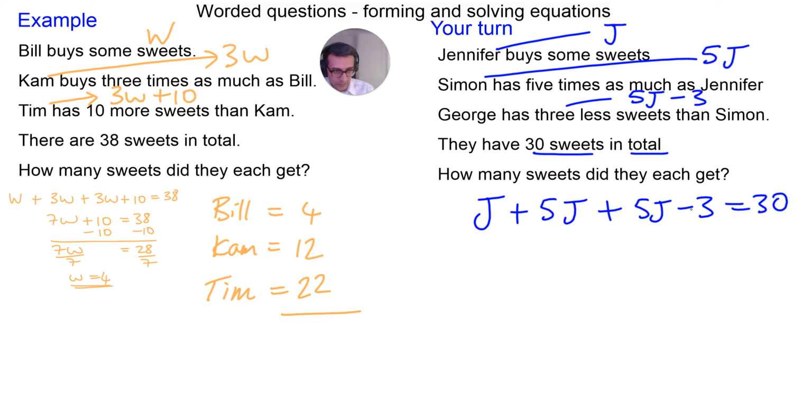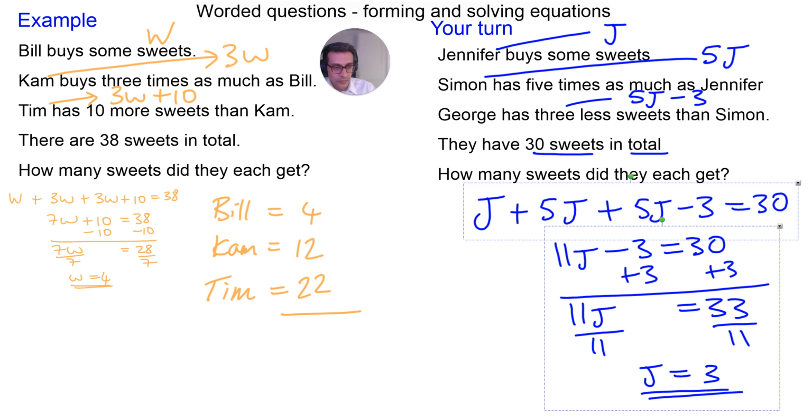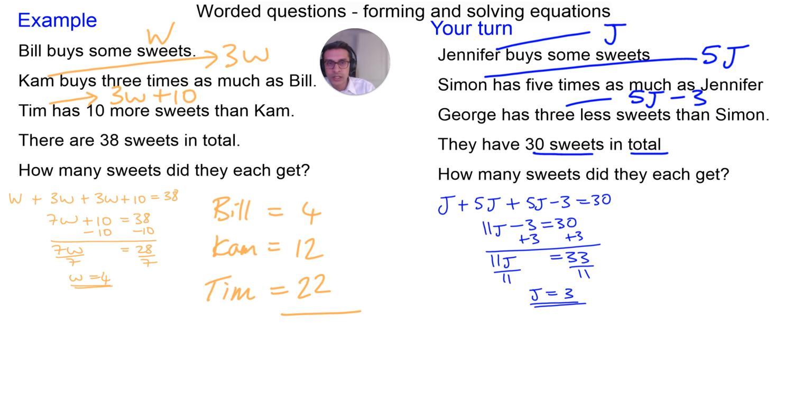We're going to simplify and solve. So add up the J's, that's going to be 11J minus 3 equals 30. We're going to add 3 to both sides. And that's a nice one to divide because 11 goes into 33. So J has 3 sweets. Now again, we need to write down how many each person has.